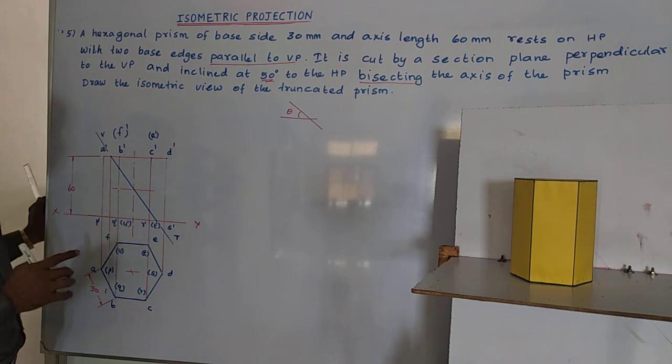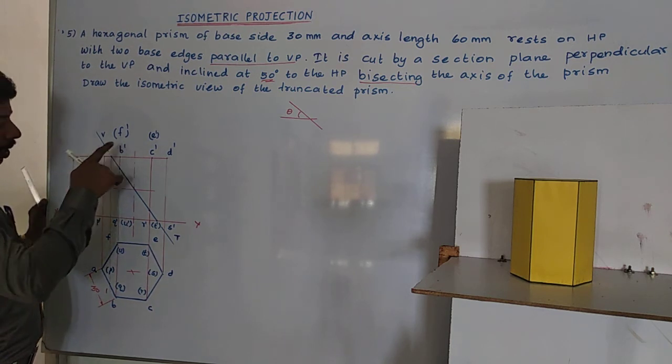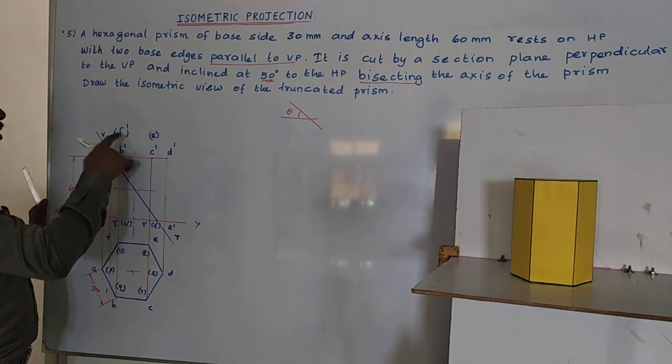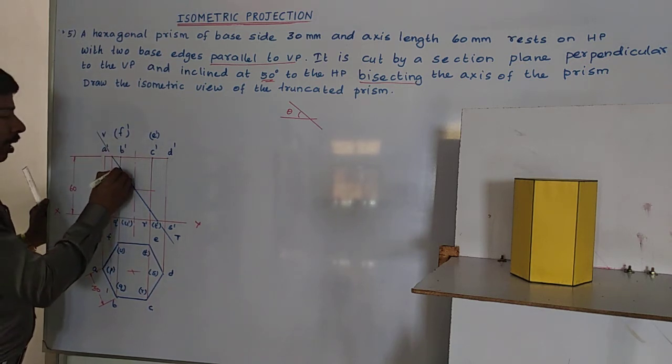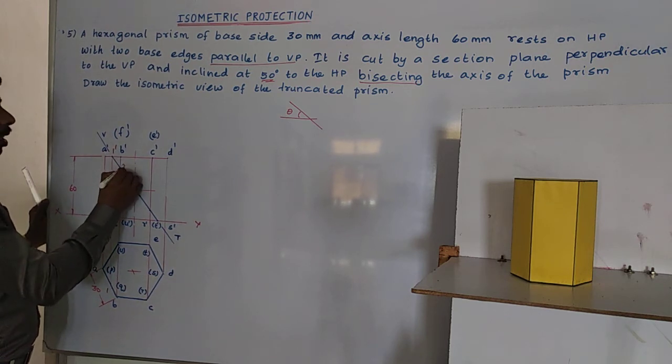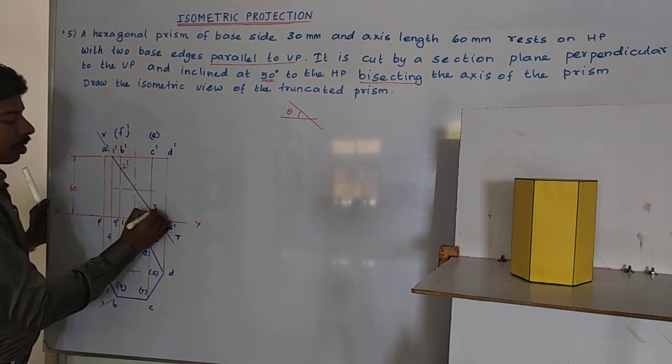Here also we have two edges, one edge QB and another edge UF. QB is a visible edge, UF is a hidden edge. So for the hidden and visible points I put numbers. So this is 1 dash, this point 2 dash, and here also 3 dash.